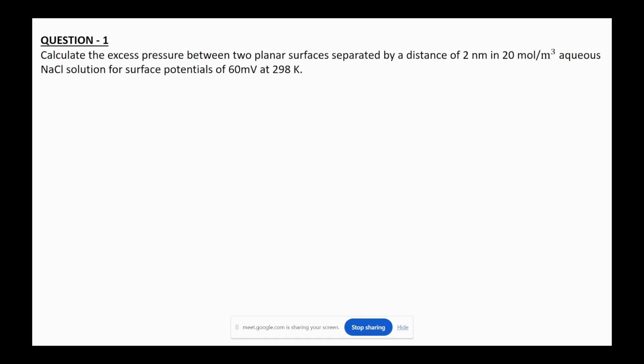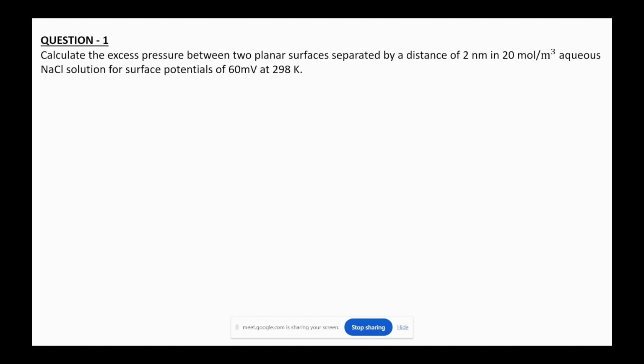This was given as an assignment or a home task, and I just want to make sure that this question is also solved, so I have given it again. The question states: calculate the excess pressure between two planar surfaces. Here we are taking planar surfaces, but it could be between two planes, two spheres, or a plane and a sphere. Depending upon that, the equation will vary.